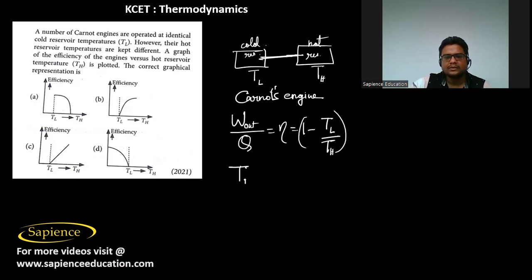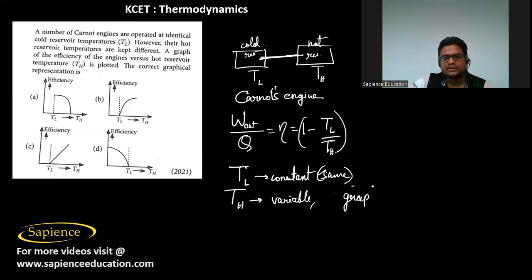So here we have been told that TL is constant, means TL is the same for all the Carnot engines, but the hot reservoir temperatures are not the same. Means TH is variable here, and so eta will also change. The efficiency eta will also change. So here we have to plot a graph of eta versus TH.